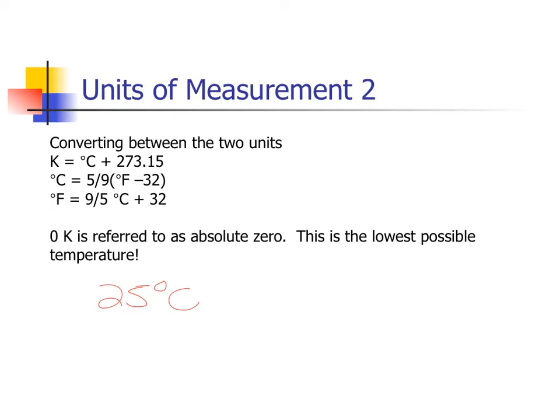If you double 25, you would get 50. And then if you add 32, you would actually get 82 degrees Fahrenheit. It's pretty darn close, because you can see the conversion is actually 9/5, which is very close to 2. It's like 1.8 something, I believe.